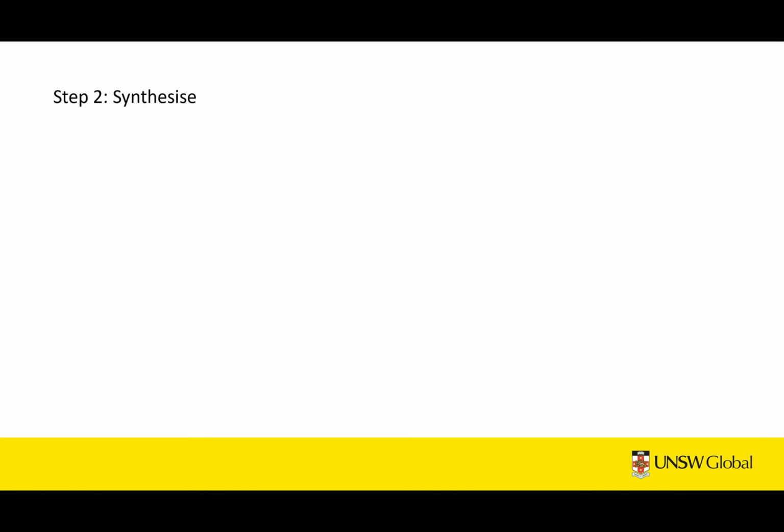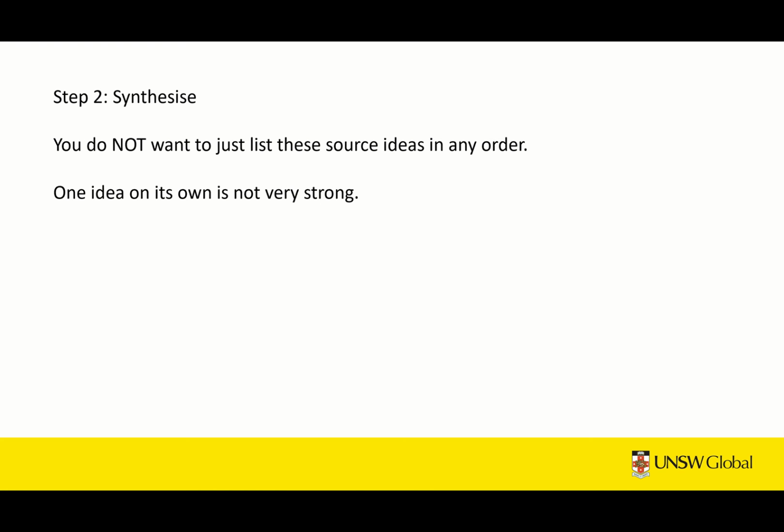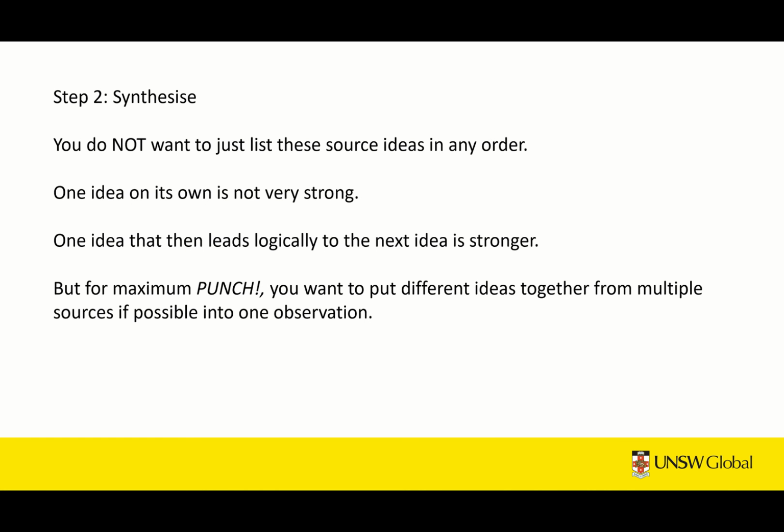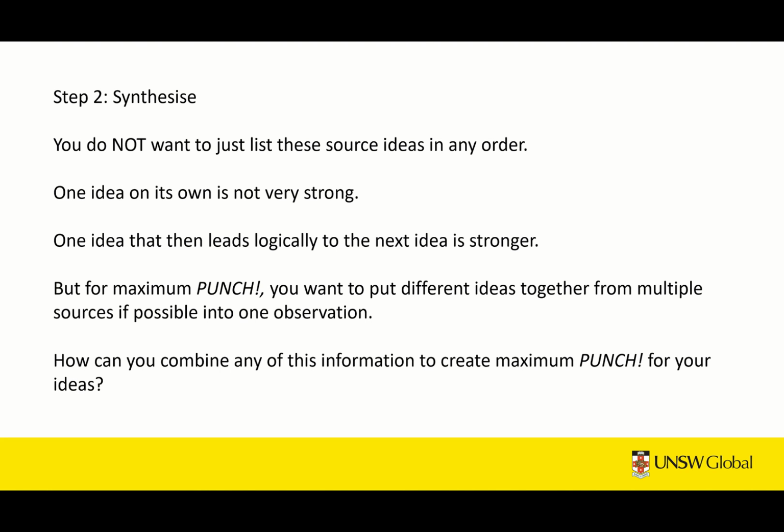Now, step 2, once you've read all the sources and assigned the different bits of data, we need to synthesize. You don't want to just list these source ideas in any order. Also, just one idea on its own is not very strong. One idea that then leads logically to the next idea is stronger, but for maximum punch, you want to put different ideas together from multiple sources, if possible, into one observation. How can you combine any of this information to create maximum punch for your ideas?